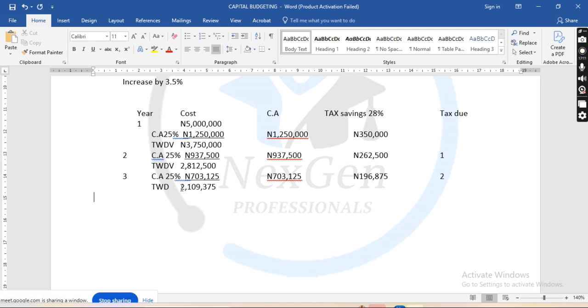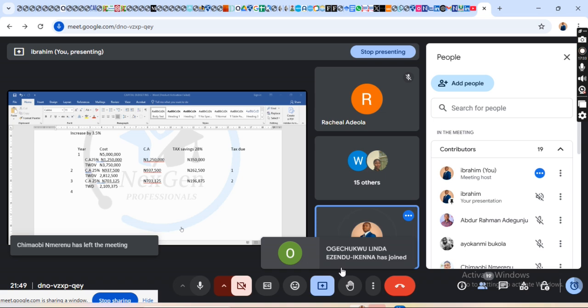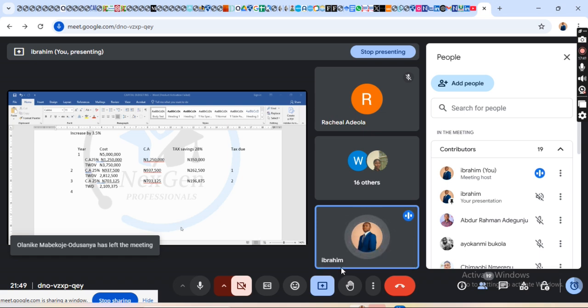Now you can see that in the final year, there is a scrap value. Class, please pay attention to this part. The year at which you dispose an asset, you don't charge capital allowance on it. The only time you charge capital allowance is when there is balancing allowance.